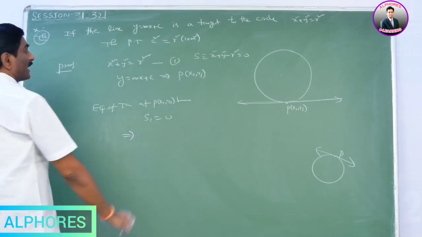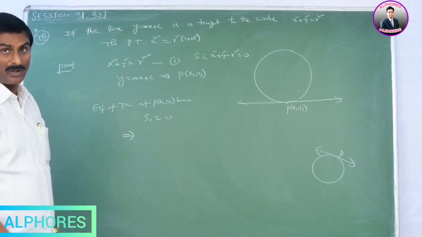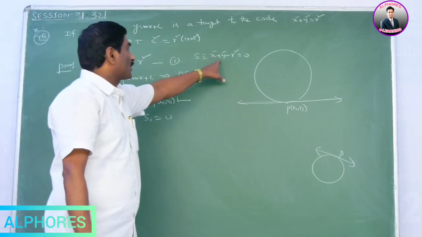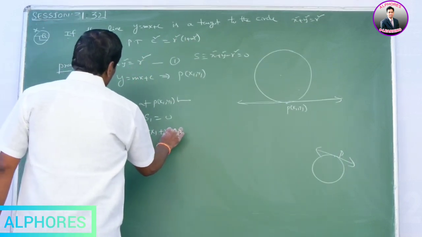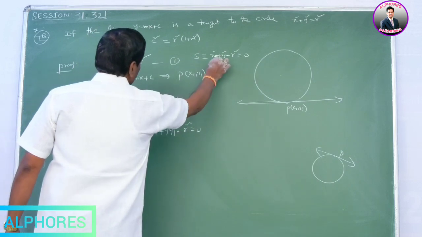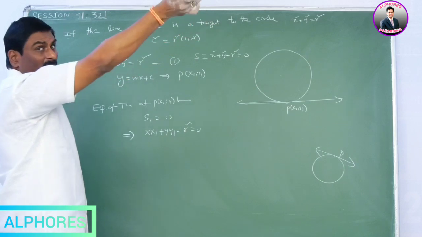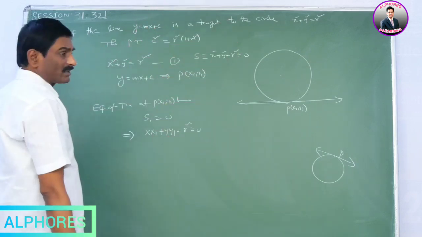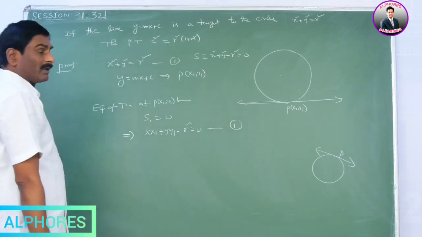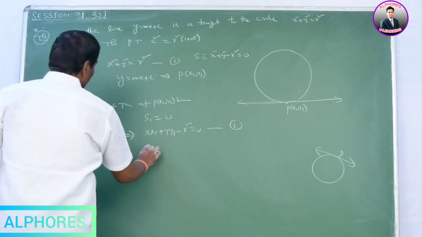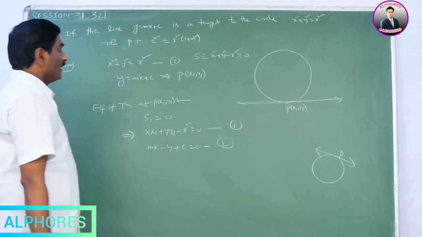What is the meaning of S1? S1 is equal to xx1 plus yy1 plus g(x plus x1) plus f(y plus y1) plus c. But here g is equal to 0, f is equal to 0. So S1 means xx1 plus yy1 minus r square is equal to 0. Please observe this point. g(x plus x1) is 0, f(y plus y1) is 0, plus c means minus r square is equal to 0. It is the tangent at P(x1, y1). But from the given, what is the equation of the tangent? mx minus y plus c is equal to 0 is the equation of the tangent. These two are identical.